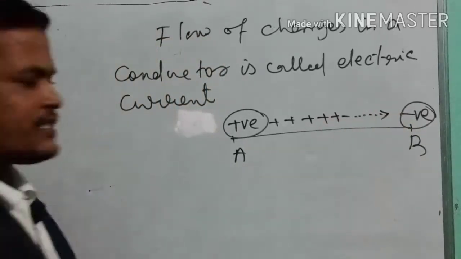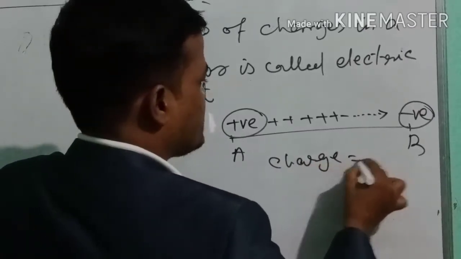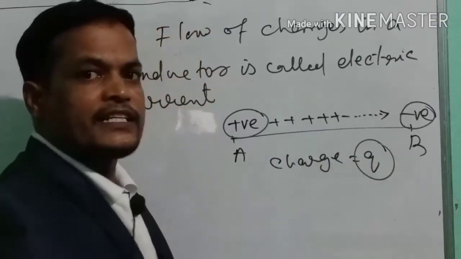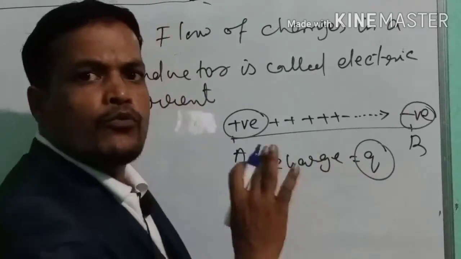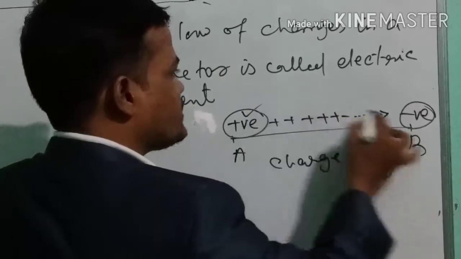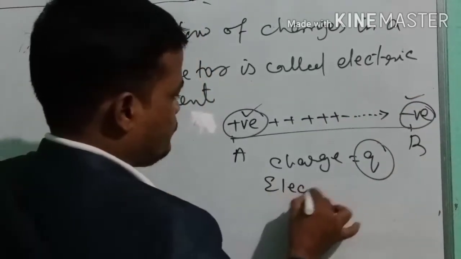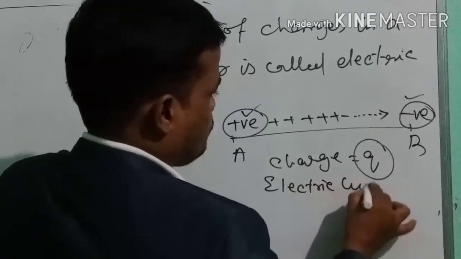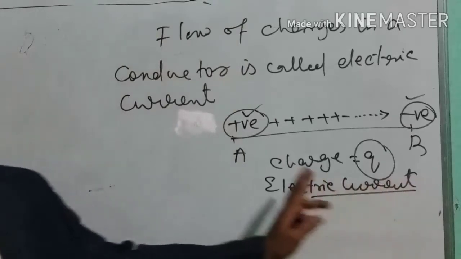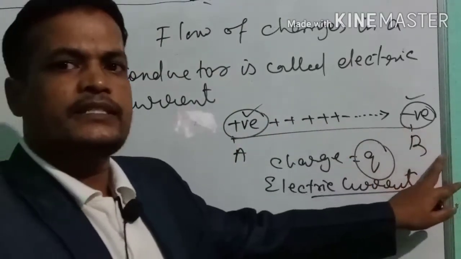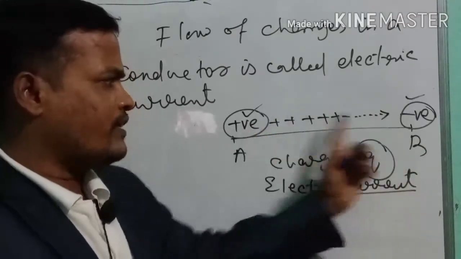So these are charges. The charge is called Q. The flow of charges through a wire or conductor from one terminal to the other, from the positive terminal to the negative terminal, is called electric current. This is how the electric current flows through a wire, from the positive terminal to the negative terminal. Otherwise you can say flow of electrons takes place.